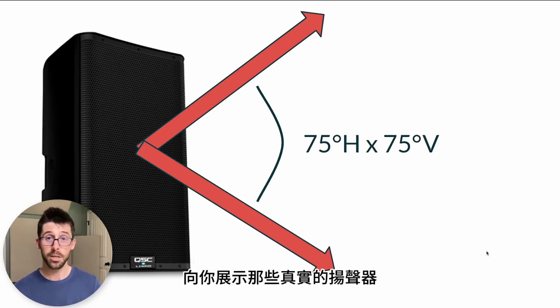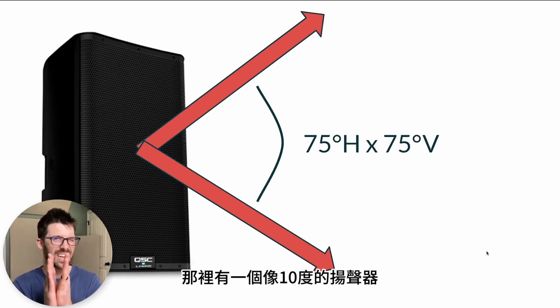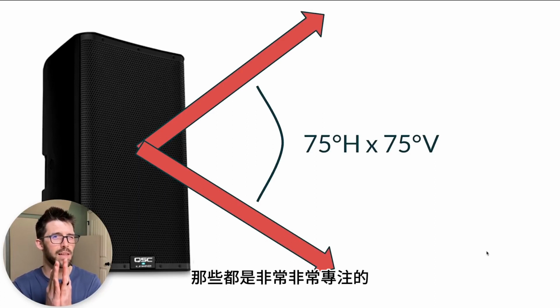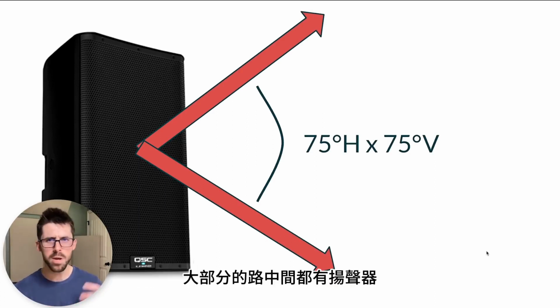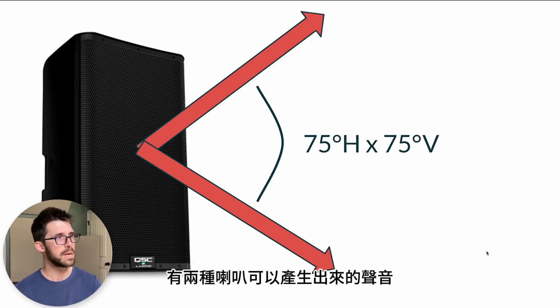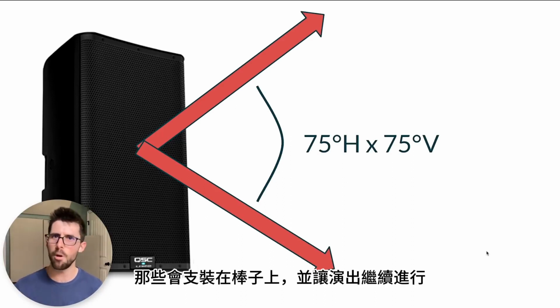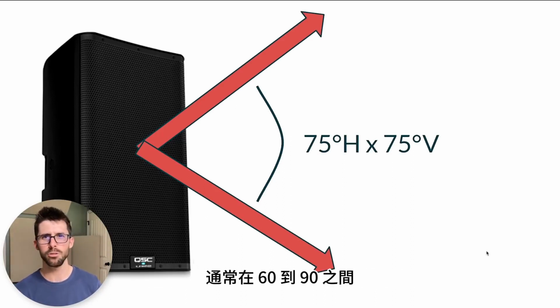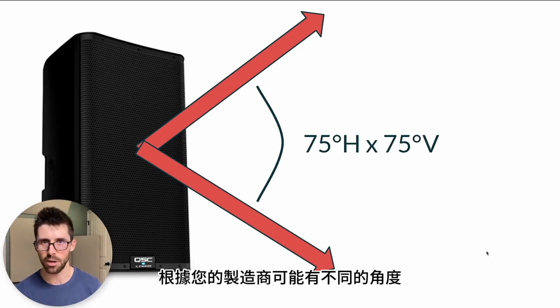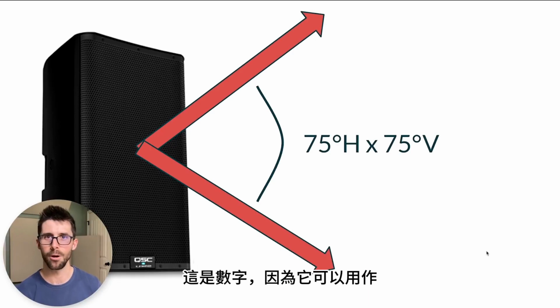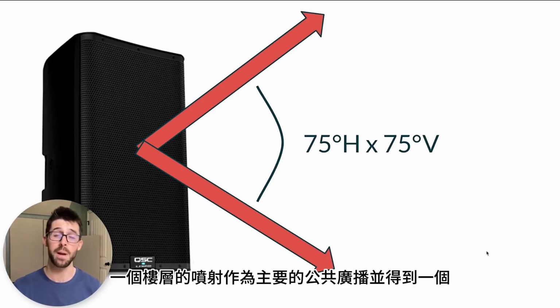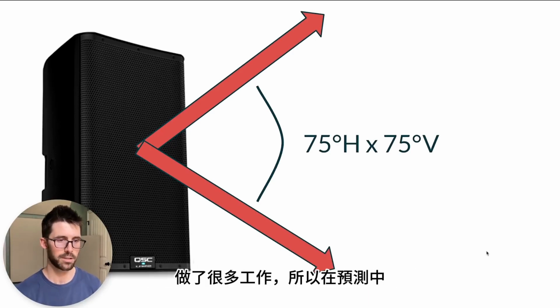At the very top, when I showed you those speakers that were real tight, there was a 10-degree speaker. Those were really, really focused and tiny. And this is 75, so it's a nice middle of the road speaker. Most of the speakers that are two-way and just throw up on a stick and make a show go are usually anywhere between 60 and 90 degrees, depending on your manufacturer. I like this 75-degree number because it can be used as a floor wedge, as a main PA, and gets a lot of work done.